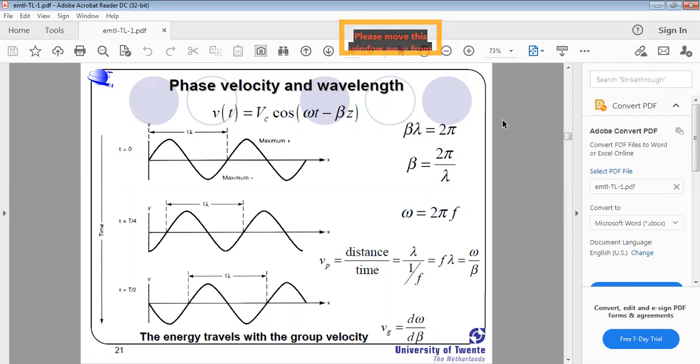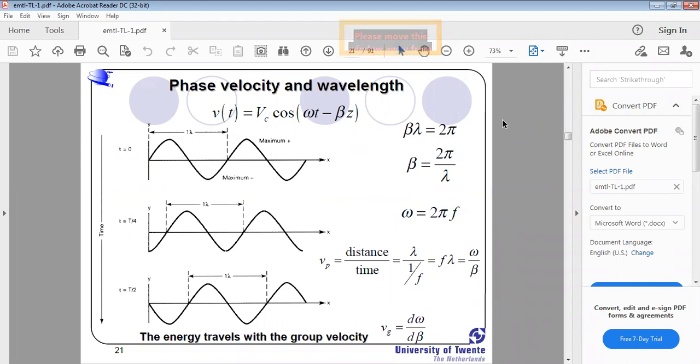Already I told you beta lambda equals 2 pi, for one wavelength. Beta is also called the wave number. For one lambda, how many waves are there at t equal to 0 to represent that lambda value? One wavelength, one lambda, is represented as a wave number. That's why it is represented as beta lambda equal to 2 pi. From that, beta equals 2 pi by lambda.